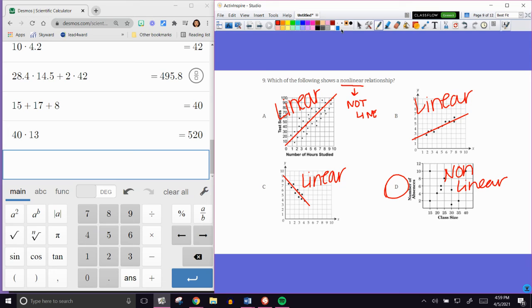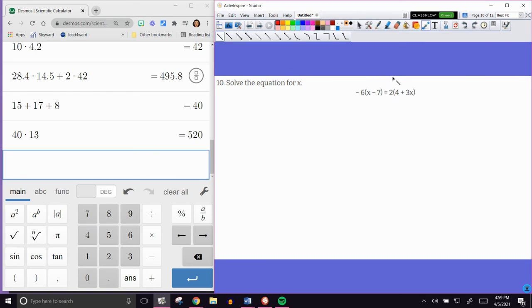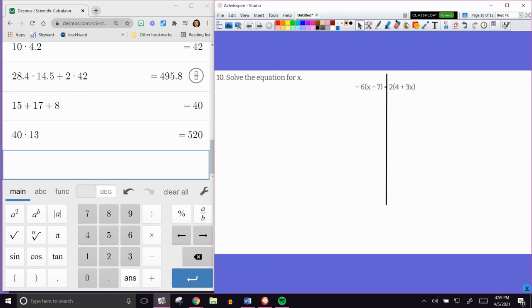Okay, moving on to number 10. Solve the equation for X. So I am going to put a line down the middle. That reminds me that whatever I do to one side, I have to do to the other. It also tells me to go over the line, I need to do the inverse operation. So when we're solving for equations, the first thing we need to do is eliminate fractions. I don't have any fractions in this one, so I'm moving on.